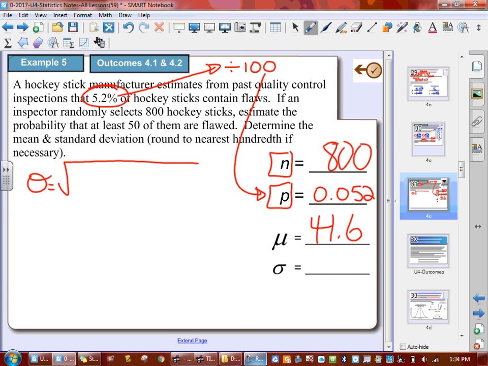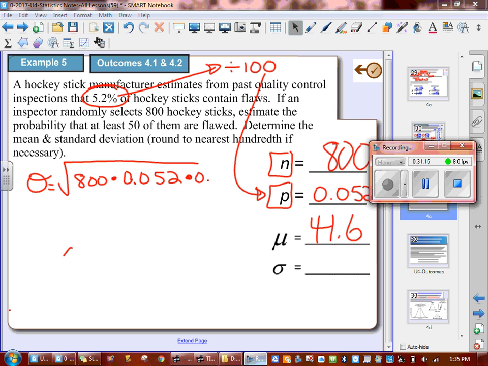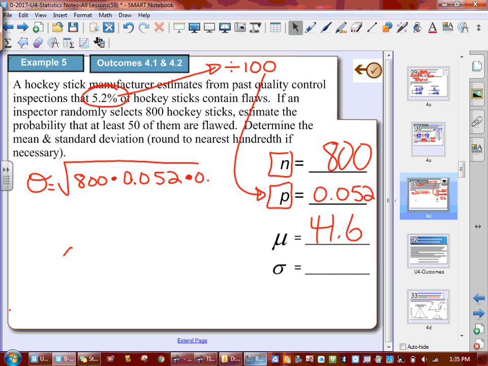Now we're going to take a look at standard deviation. The equation is N times P. Well, we had the N times P. So 800 times 0.052. Well, now we've got to times it by that 1 minus P. What's it going to be? One subtract 0.052 is going to be the other number we put in here, 1 minus P, 0.948.